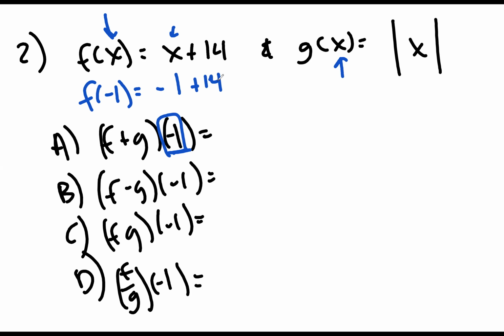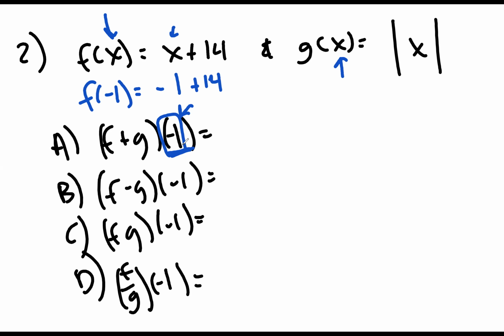It's going to be given to you in the problem. See this blue box right here? That's going to be given to you. And typically, wouldn't this typically be an x right there? Yeah. And since it's not an x, it's a number, that means, hey, I need you to find the value of -1 for this particular function.